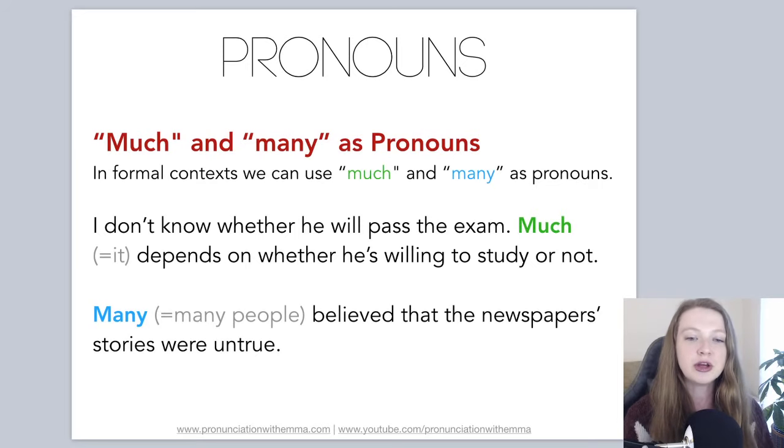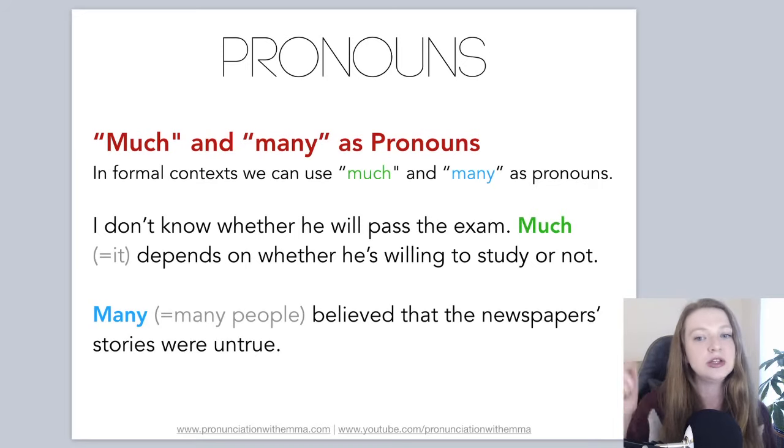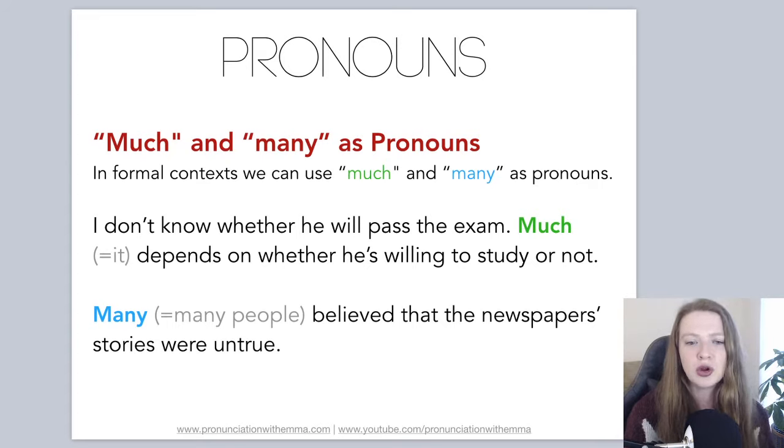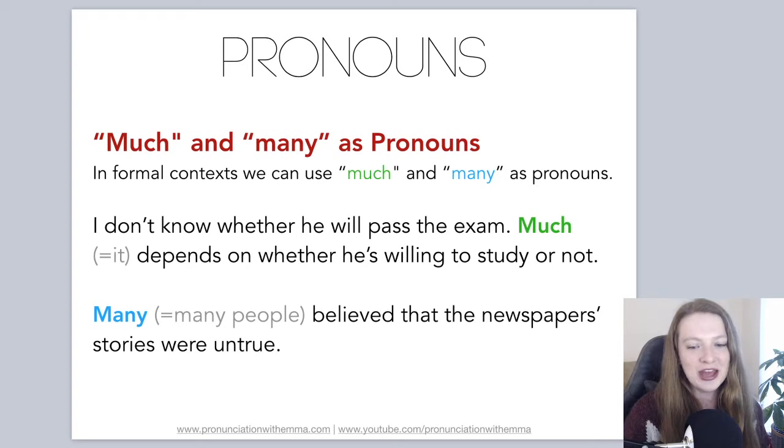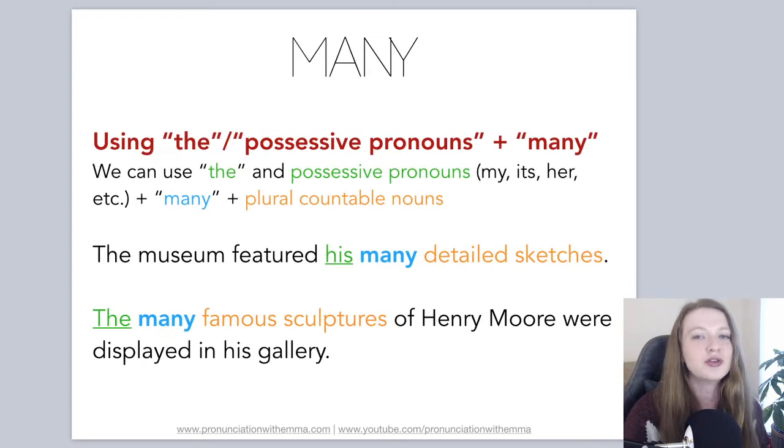So do be careful when you use it, because you need to make sure that you're referring to something that you've already said, or you need to make sure that it's kind of obvious from the context what the many could be about. You know, here, "many believe that the newspaper stories weren't true." Well, I'm not going to think it's many animals, because animals don't read newspapers, right? I would assume that it's people. So yeah, that explains that one. Be careful if you use it as a pronoun.